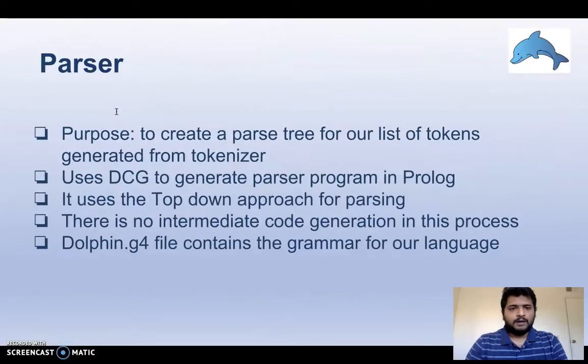So going back to the tokenizer. After the tokenizer part is done, the output of the tokenizer is taken as an input by the parser. So what the parser does is basically create the parse tree with the different nodes as different program blocks, the main block, and the Boolean expressions and various expressions, and divides it into nodes. And we have used DCG to generate our parser program in Prolog.